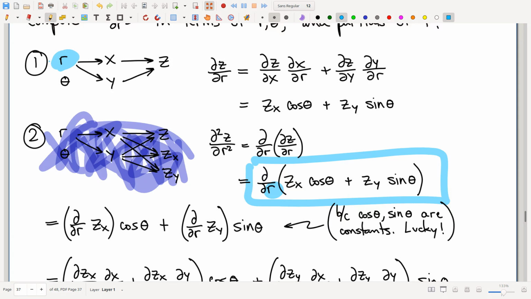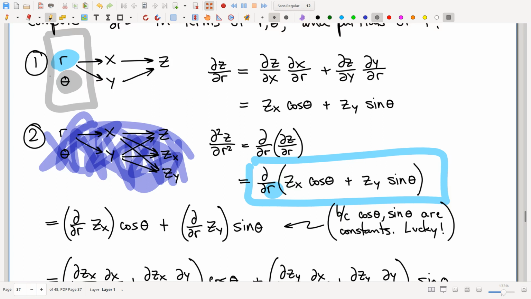Partial derivative means that all of the other input variables are to be held constant. So r gets to be a variable, but all of the other variables in its world have to be held constant. So in particular, that means theta is to be held constant. Everything's a function of r and theta. Partial with respect to r means theta is held constant. Is everybody okay with that? Everybody remember? Partial derivatives, the other variables are constant.